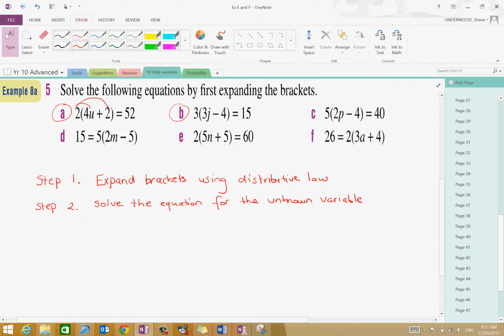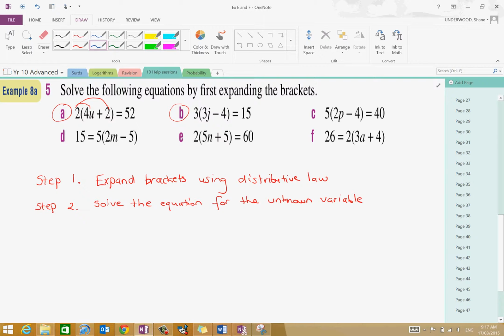We're back in the room. Okay, so I've tried to outline what I'm doing here. Step one with these is we expand the brackets using distributive law, just like what we were doing before. And the second thing is we solve the equation for the unknown variable. In part A, it's u. In part B, it's j, and so on. So let's expand it, and we've got to remember that if this was worth 3 marks in a test, you need to show your working.